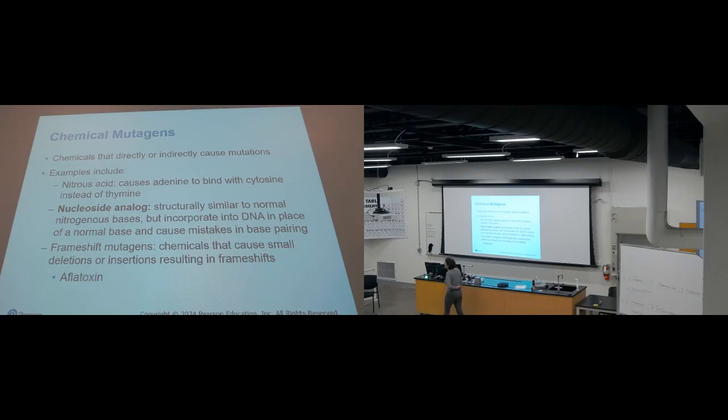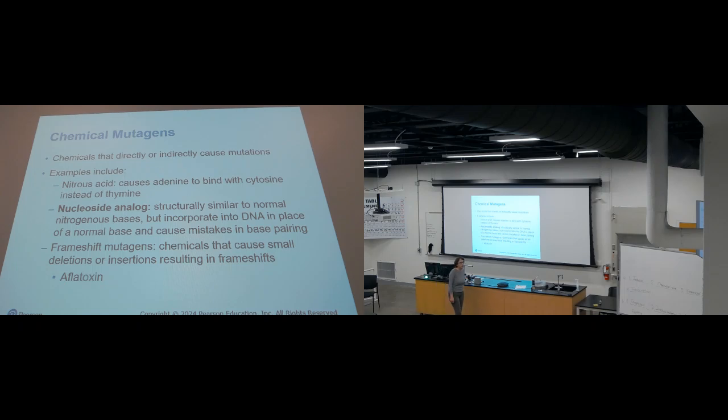Now let's talk about specific mutagens. So we can have chemical and physical mutagens. Chemical mutagens can directly or indirectly cause mutations. Examples: we have nitrous acid that causes adenine to bind to cytosine instead of thymine.